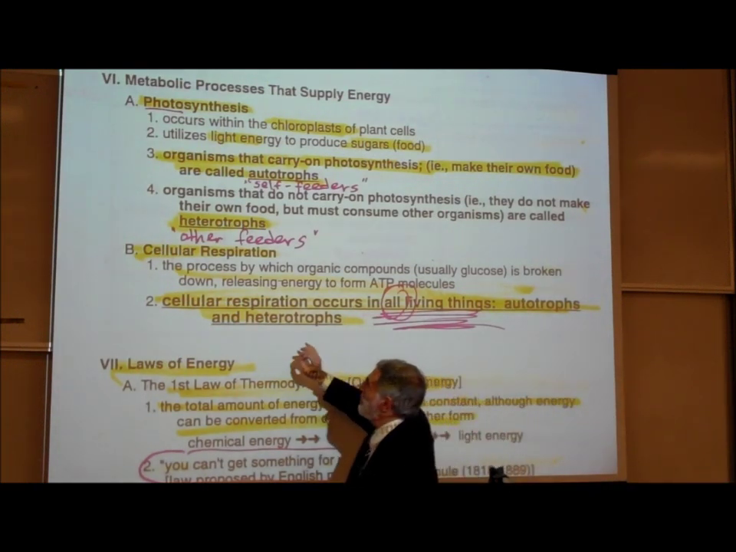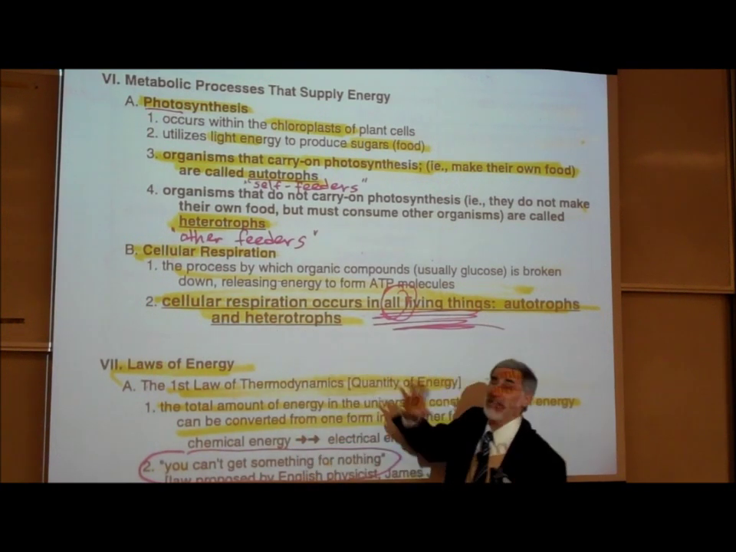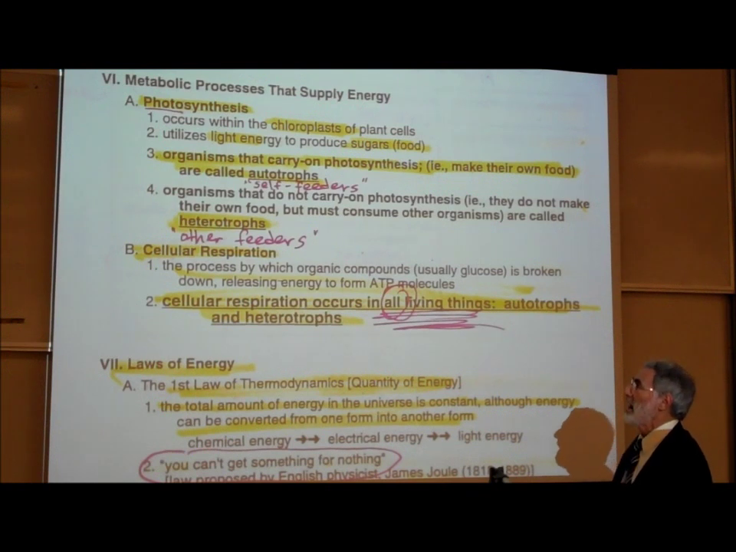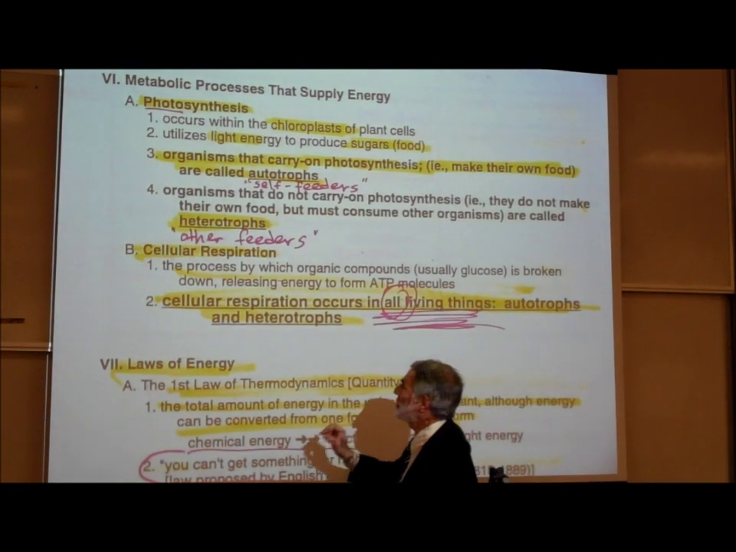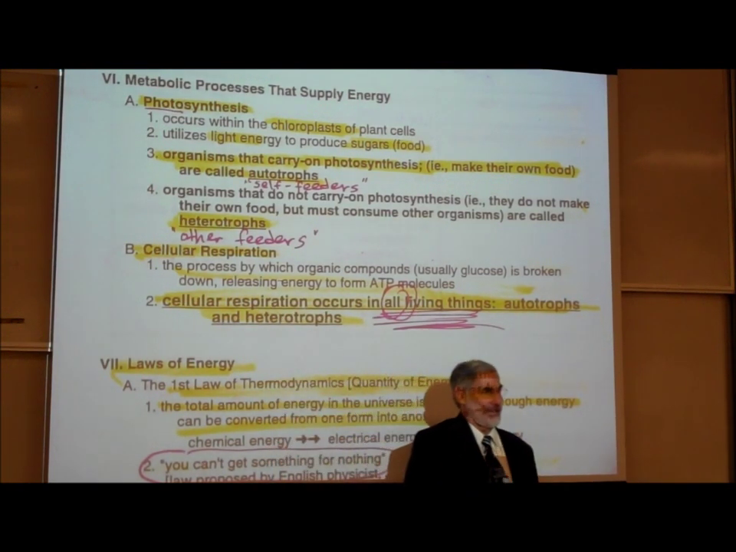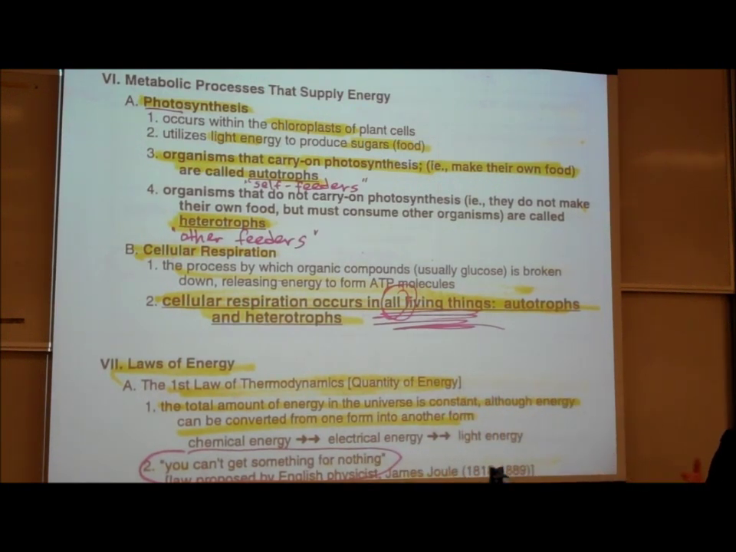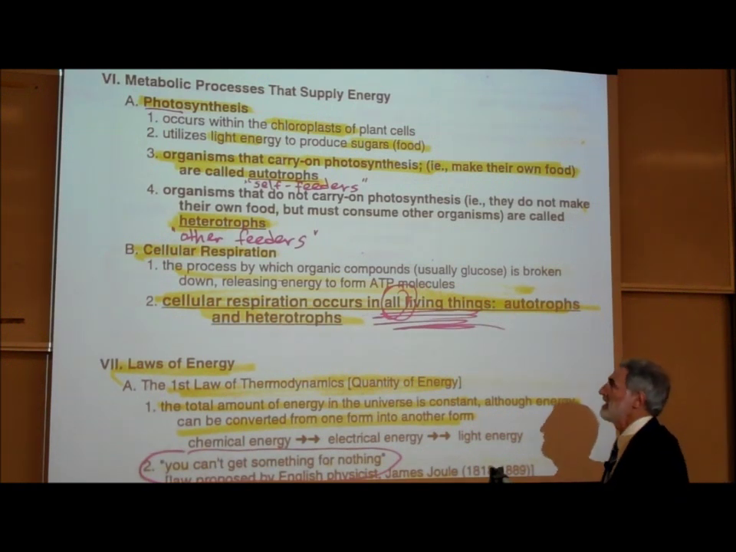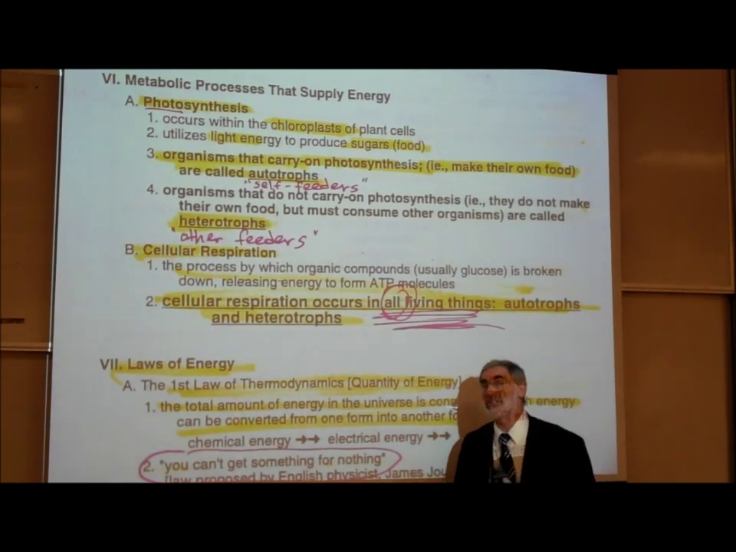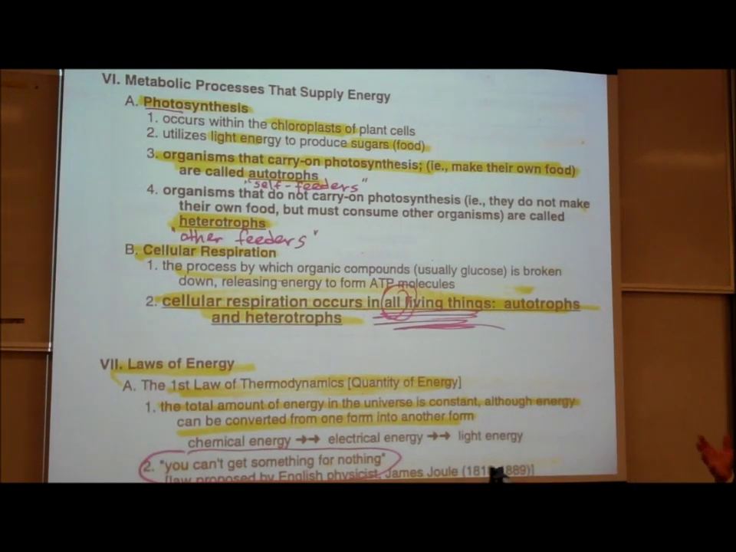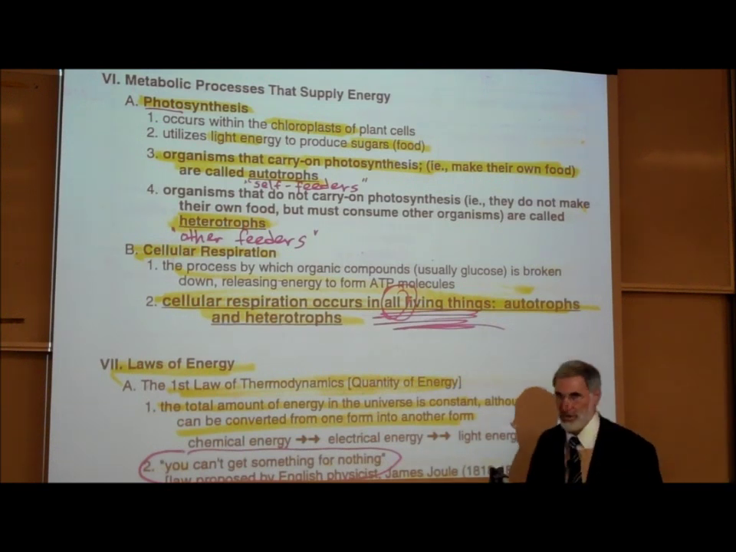Now, what I wrote next is obviously important. It's important because it's all in bold print, it's underlined, and it's in a larger font. So I guess I want you to know it. If you don't know this for the test, I've done everything I could to convey to you its importance. Cellular respiration occurs in all living things. It doesn't matter whether we're talking about plants or animals. It occurs in autotrophs and heterotrophs.